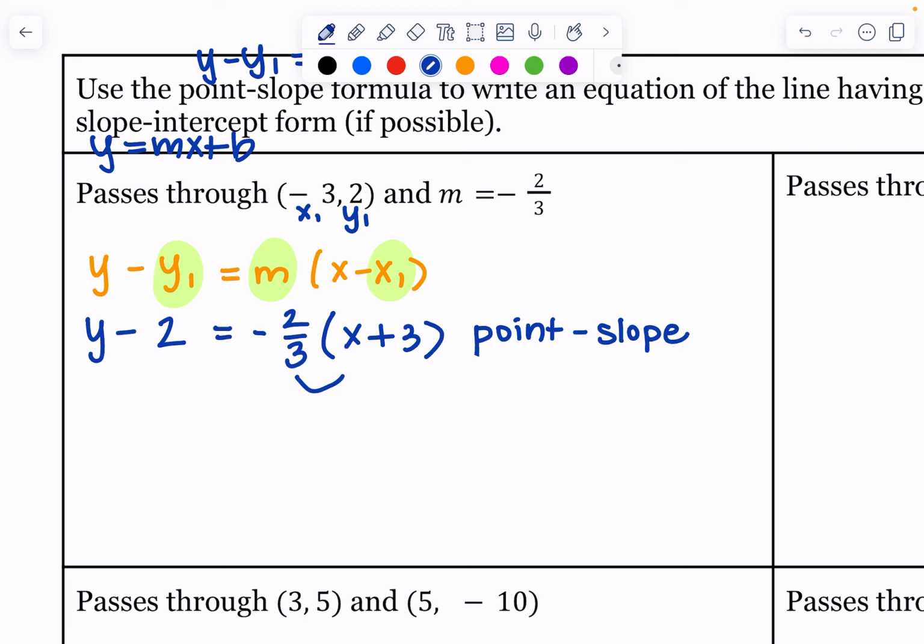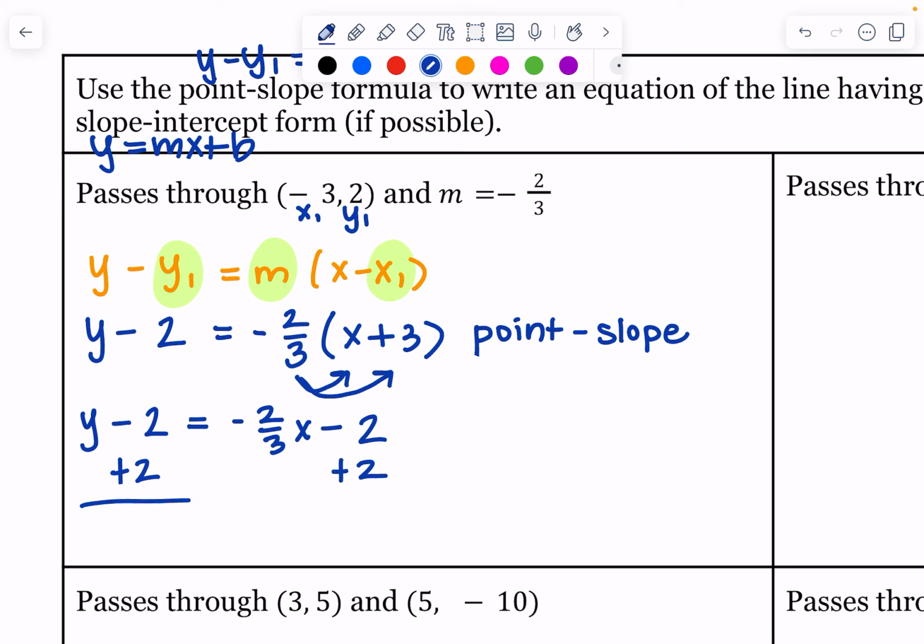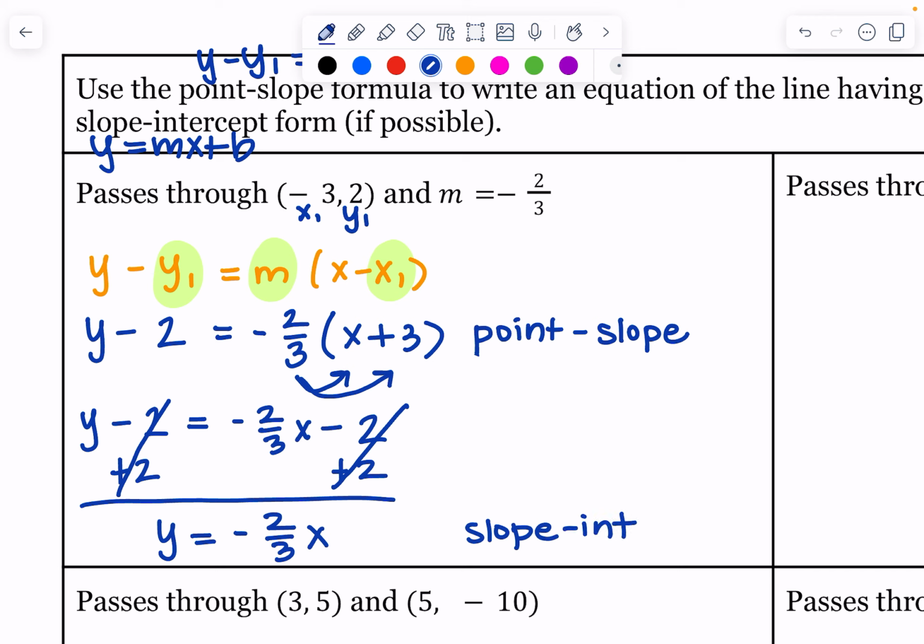So to switch the form, the first thing we're going to do is distribute this -2/3. So I'm going to have y minus 2 is equal to -2/3 x minus, and then if I do 2/3 times 3, the 3's basically cancel out, and I'm just left with -2. Next, I'm going to add 2. And on both sides, the 2's cancel, so I'm left with y equals just -2/3 x. And that is my slope intercept form that I wanted. The intercept on that would just be 0.